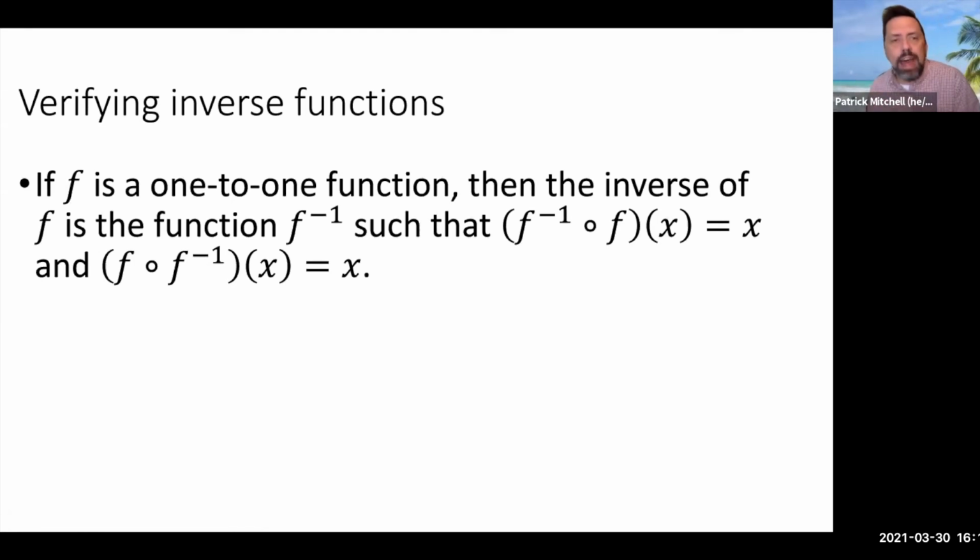So if f is a one-to-one function, and by the way, this is why we're covering this right after composite functions, then the inverse of f is the function f inverse, such that f inverse circle f of x is equal to x, and f circle f inverse of x is equal to x.